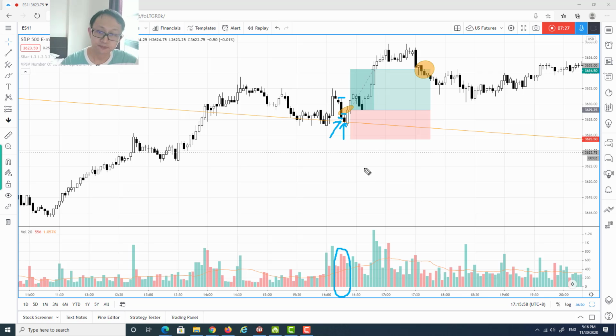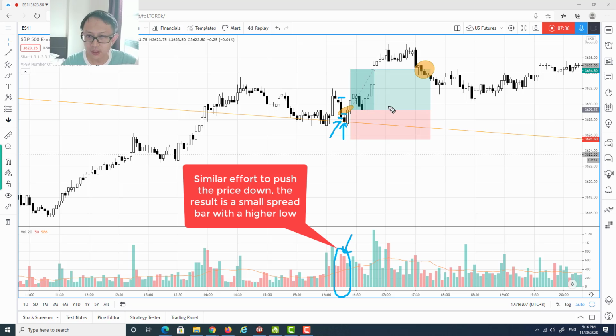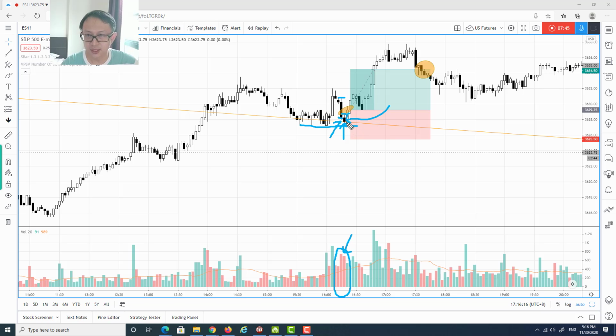So what does it actually mean? It simply means that with a similar effort, and the effort I refer to is actually the volume, to push the price down, what we get is a very small spread bar, without further commitment to the downside, to break below the previous swing low level right there. You can see there are quite a few things. First of all, in terms of the spread, we have seen a very small candle, unlike this big spread candle. In terms of the intent, it didn't really go below and create a lower low, it just formed a higher low right there.